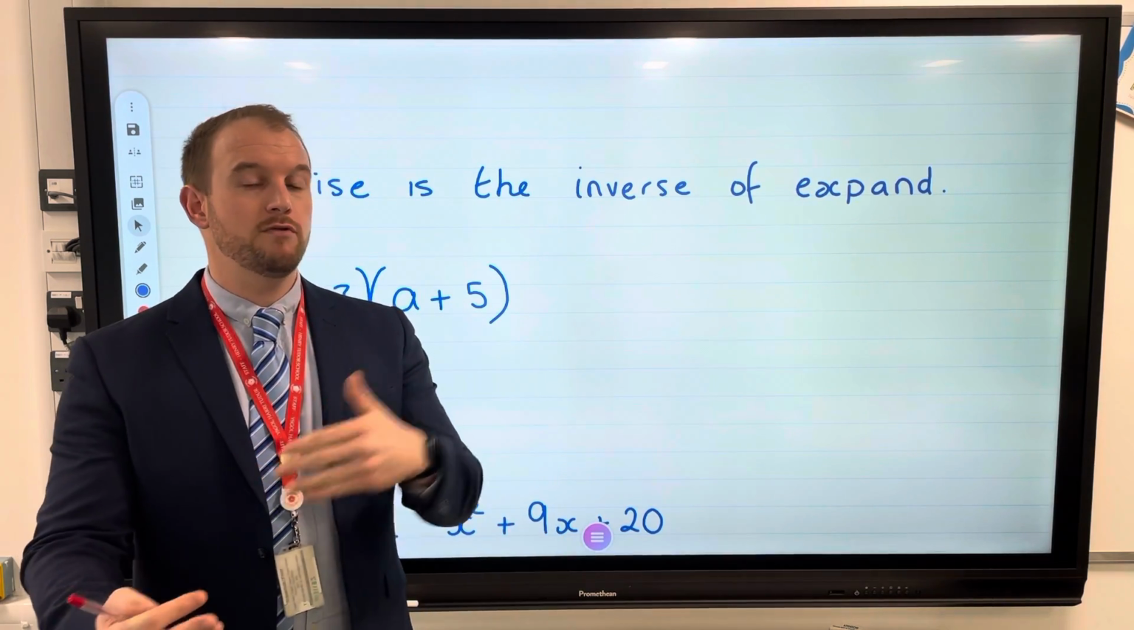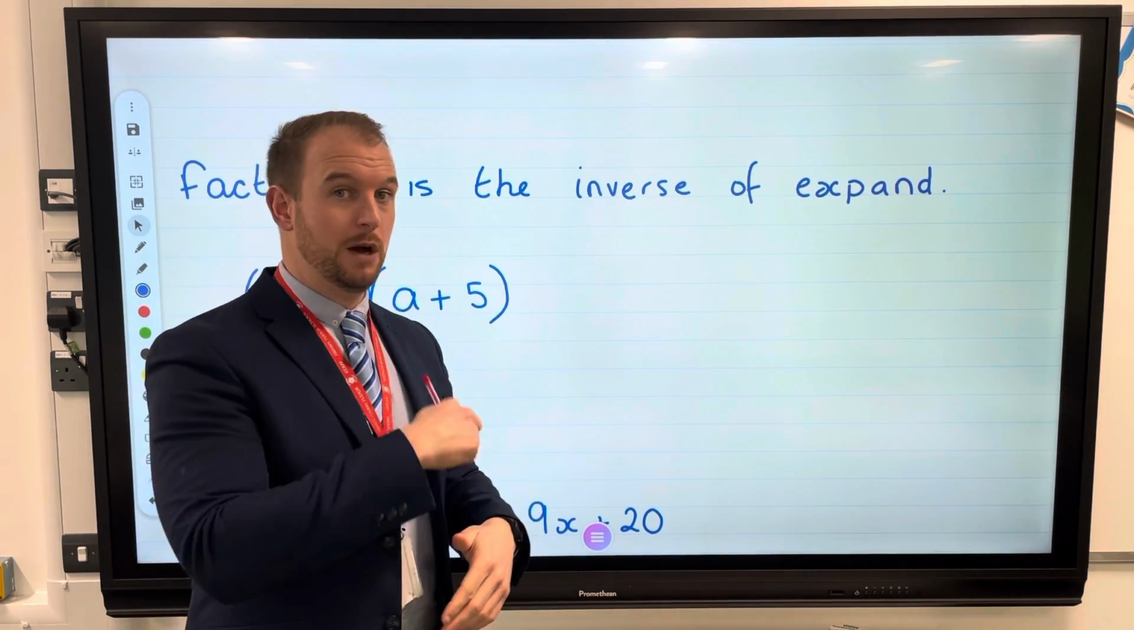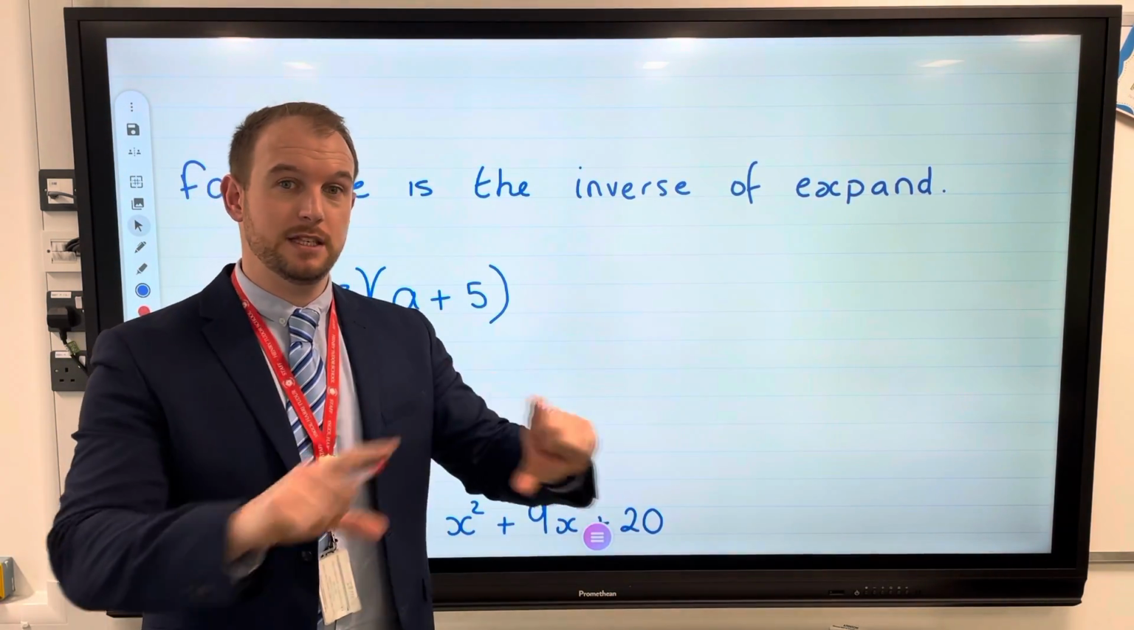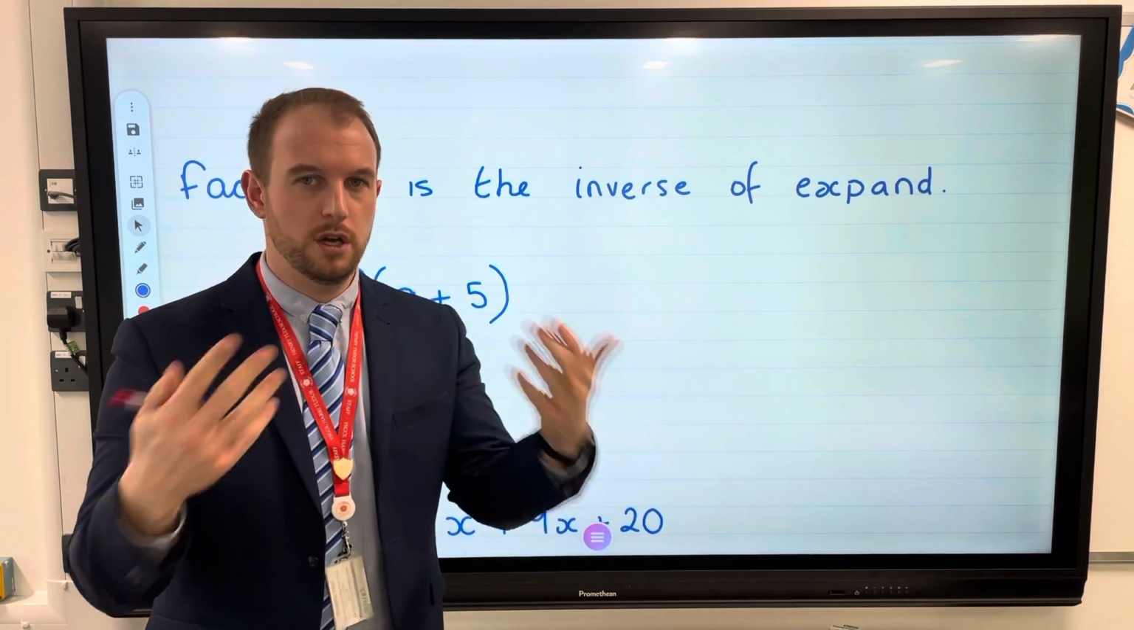Expand in the double brackets, remember the FOIL expansion: first, outside, inside, last. This is the total opposite.